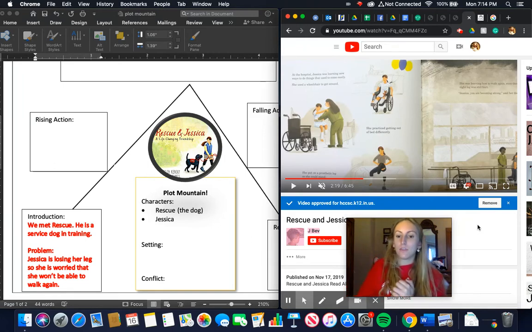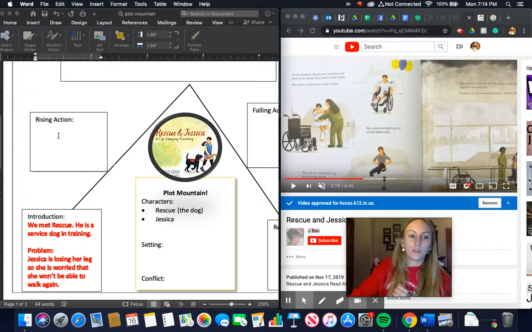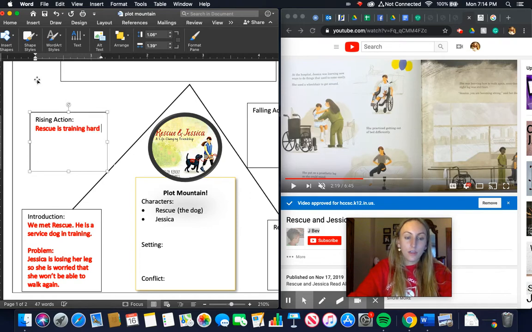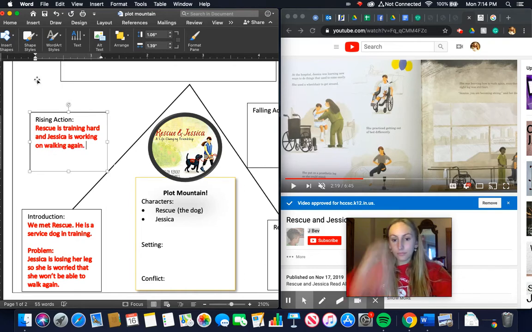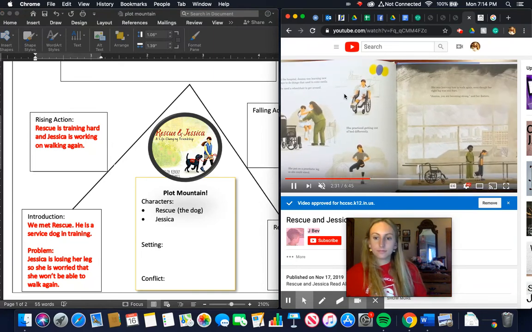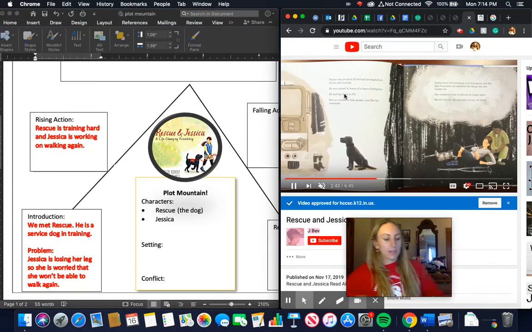Okay, so what's going on here? What are some points that we could put here that Rescue and Jessica are solving their problems? Okay, well, Rescue is training hard, and Jessica is working on walking again. See if we can add to that.